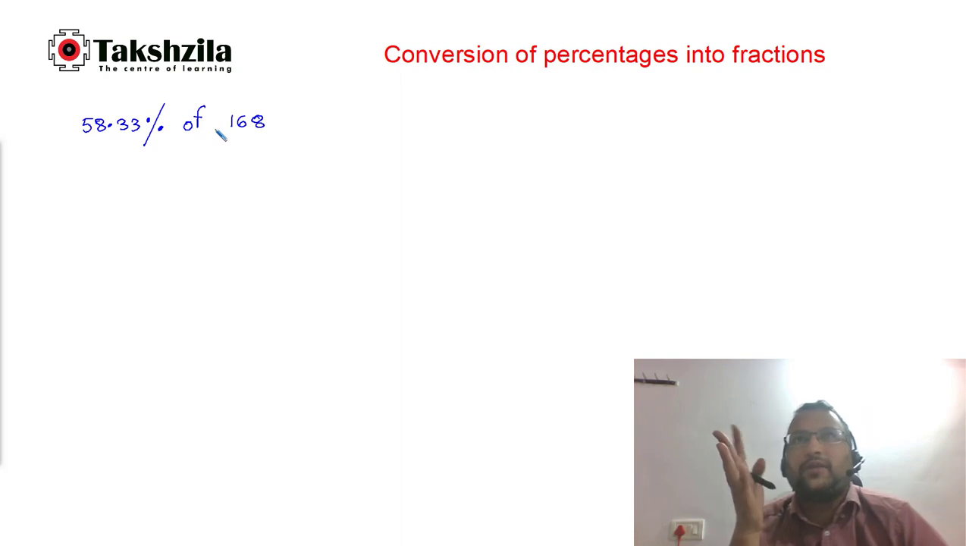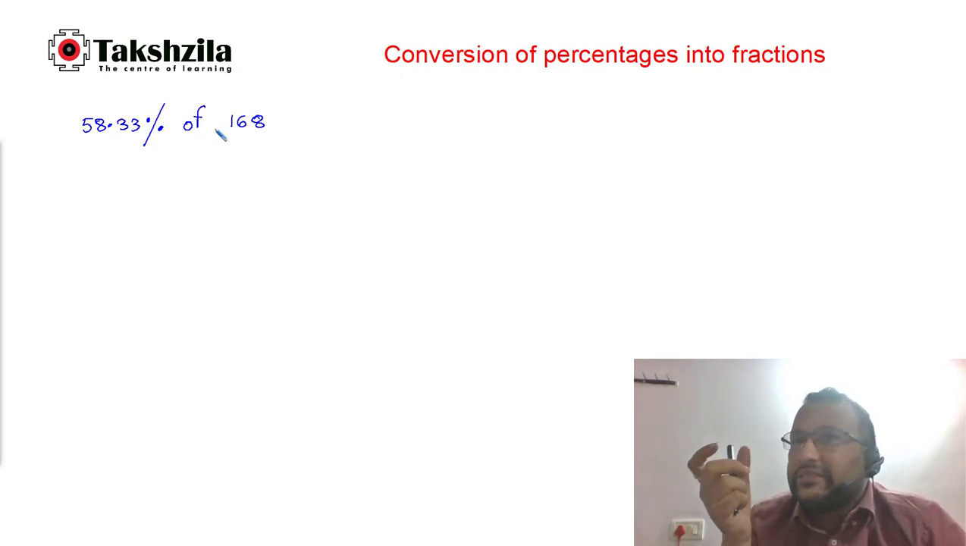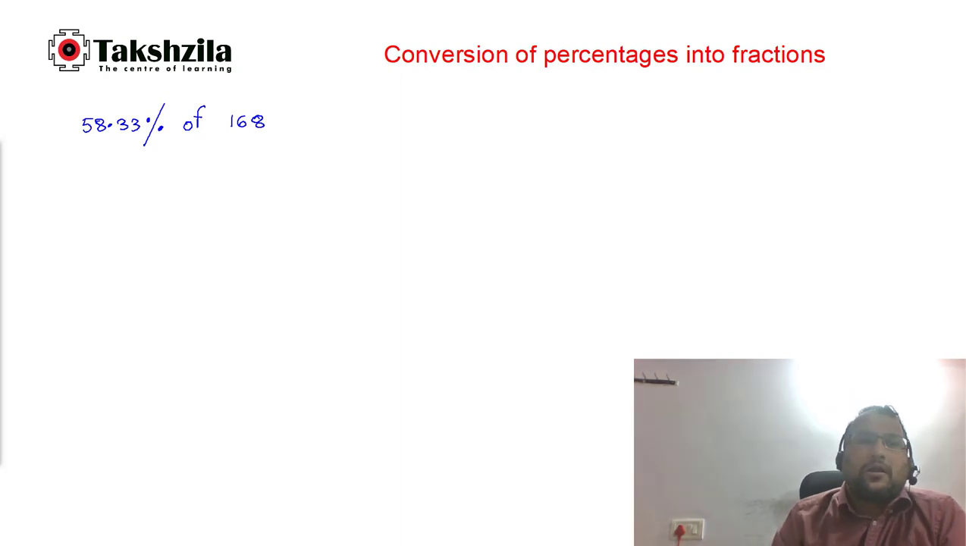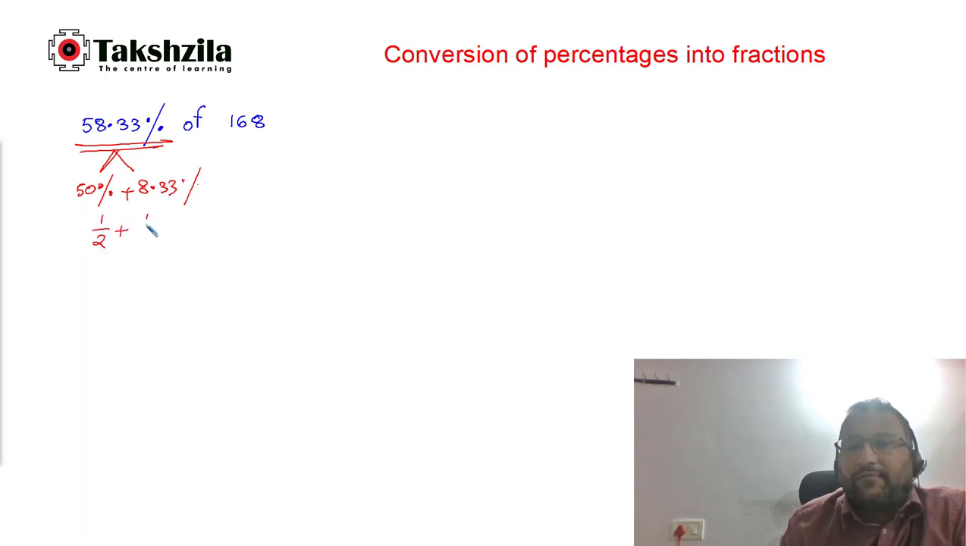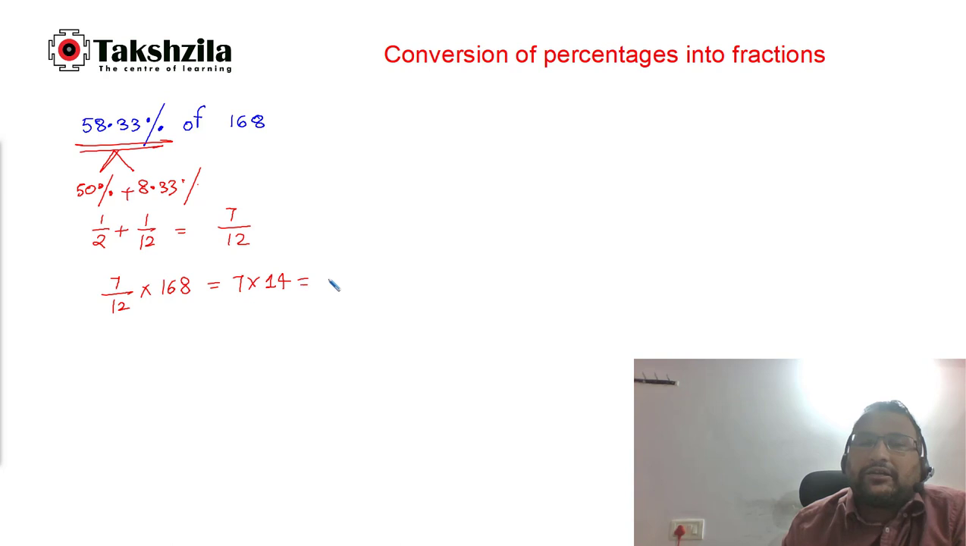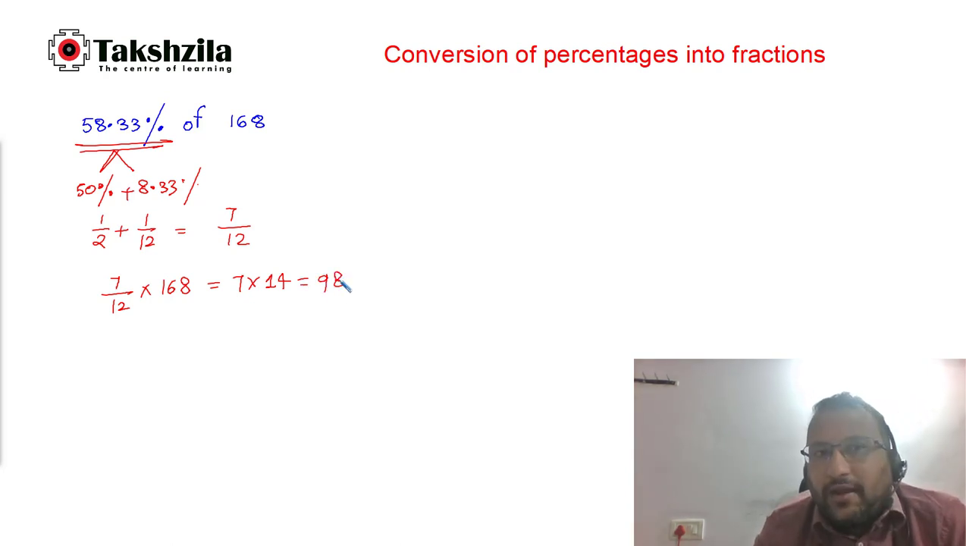So doing 58.33 divided by 100 into 168 will not be very feasible. Now, after looking at 58.33%, what should come to your mind? That it is nothing but 50% plus 8.33%. Now we know 50% is 1 by 2, 8.33 is 1 by 12. This addition is equal to 7 by 12. So finding 58.33% of a number is nothing but multiplying that number by 7 by 12. So this is going to be 7 into 14, that is equal to 98. This is how we can do this.